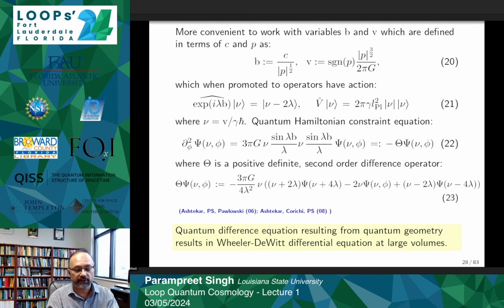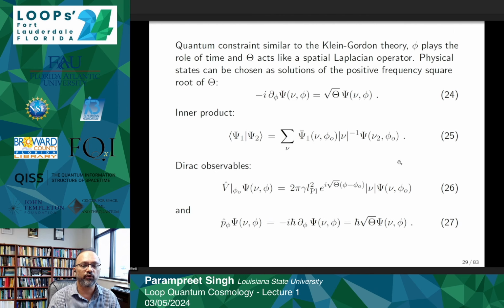So the main thing which one captures so far from this quantization of a simple model is that there is a quantum difference equation which results from quantum geometry, and one can actually also show that this results in a Wheeler-DeWitt differential equation at large volumes.